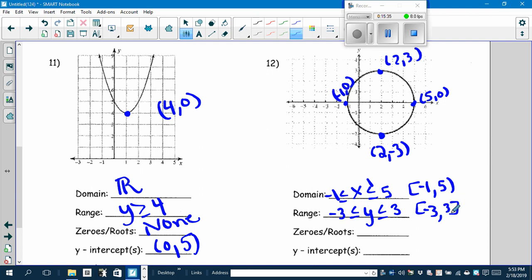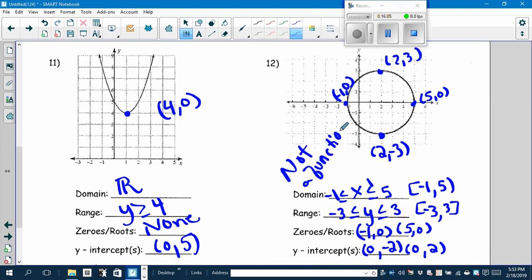There are the zeros, the roots: (-1, 0) and (5, 0). Remember, that's y equal to 0 at each one of those points. And then it appears that one of the y-intercepts is at (0, -2). These are rough. And then this one is (0, 2). Remember, this is not a function, but we can still talk about its domain and range.